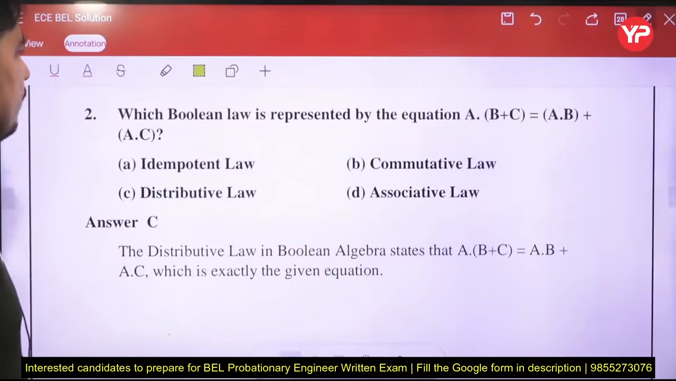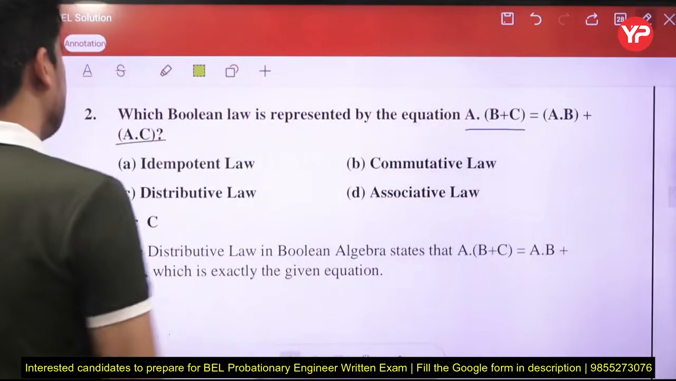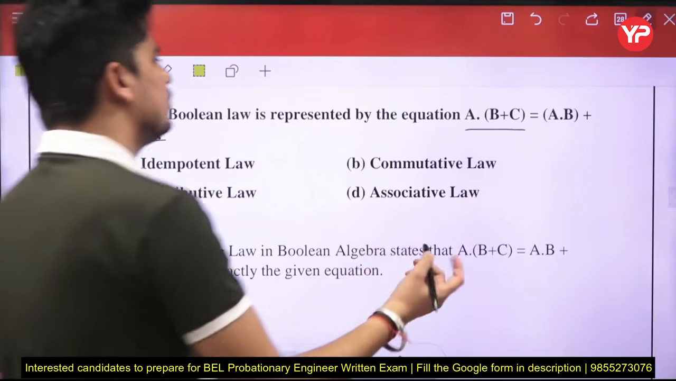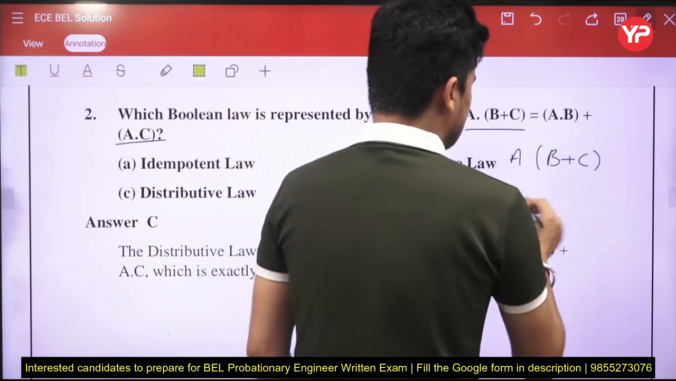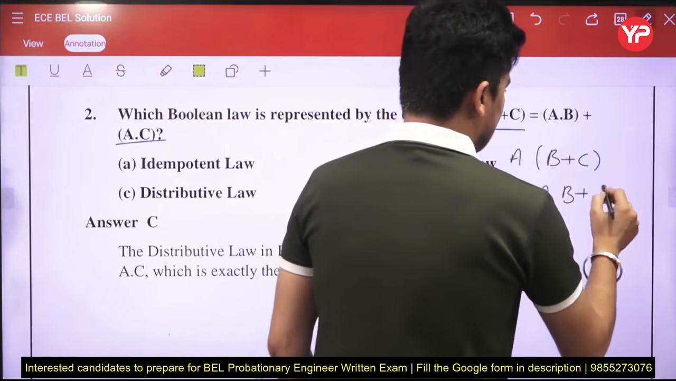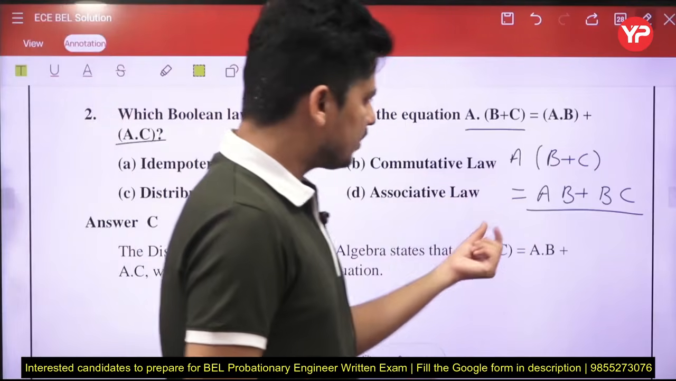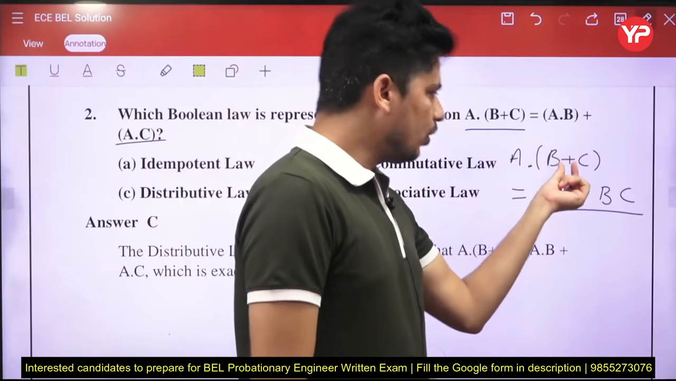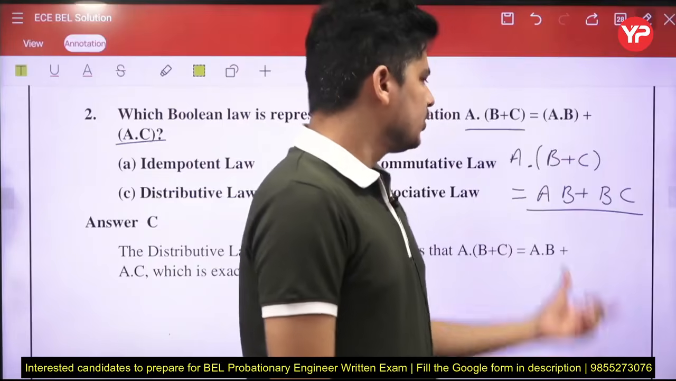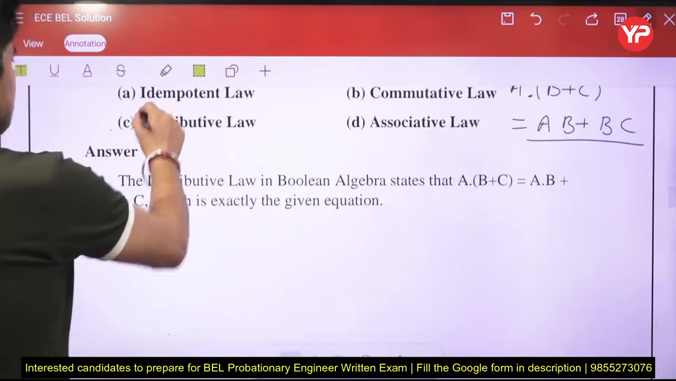Which Boolean law is represented by the equation A into (B plus C) equals AB plus A dot C? This is called the distributive law. Distributive law means that when you multiply A into (B plus C), it is represented as A into B plus A into C. The same thing happens in Boolean algebra, where the AND operation is equivalent to multiplication and the OR operation is equivalent to addition. So it is similar to the distributive law. The answer will be C for this one.